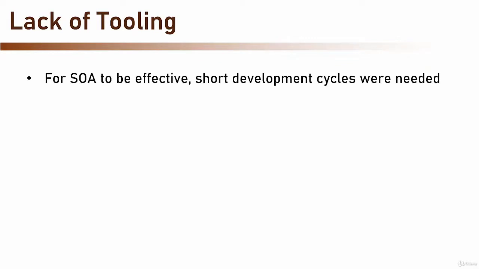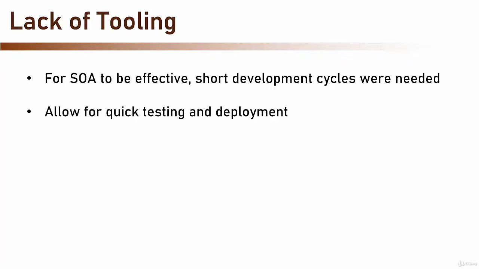The next and last problem we will discuss is the lack of tooling. Remember that we said that for SOA systems to be effective, short development cycles were needed. After all, we already saw that one of the problems with monolith was long development cycles, and SOA had to demonstrate improvement in this area. SOA had to allow for quick testing and deployment, but for this to happen, SOA needed tooling to support this, and such tools simply didn't exist at the time.